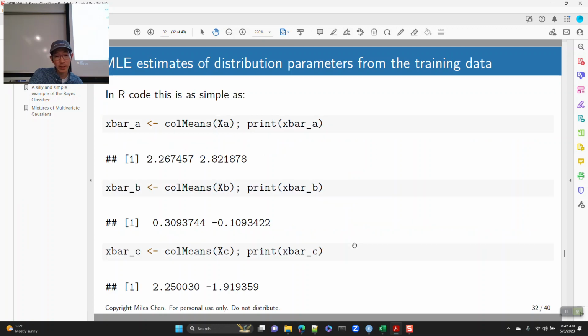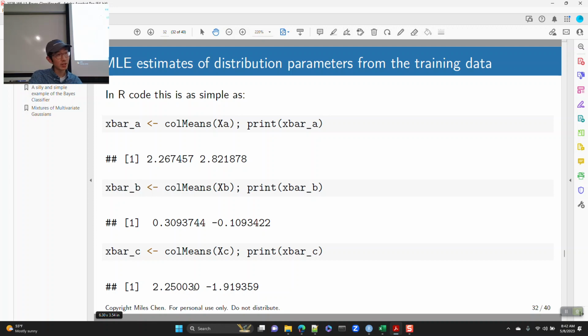So here I'm going to say, okay, take all the observations in XA and take the mean. The true center was 2, 3, and because of random variation, we're not getting exactly 2, 3. We get something kind of close to that, but not exactly. The true mean for class B was 0, 0, and we get something kind of close, but not exactly that.